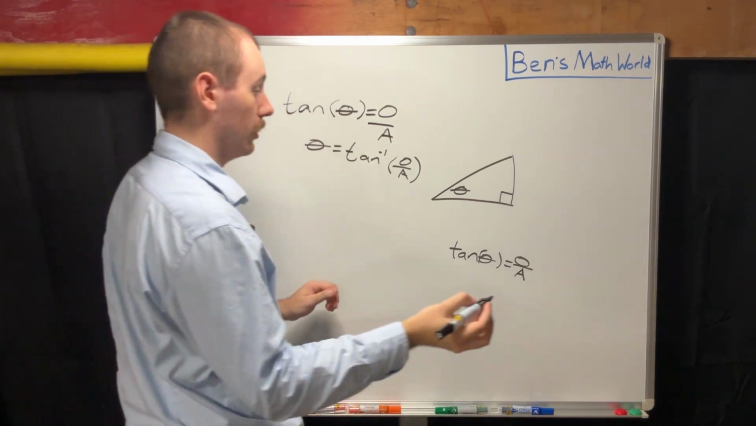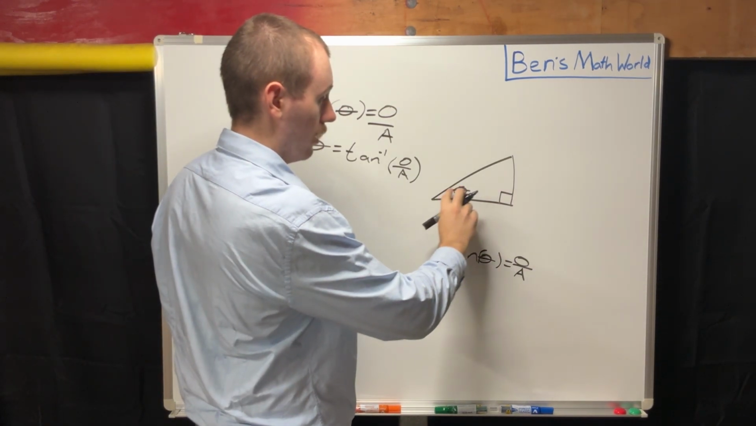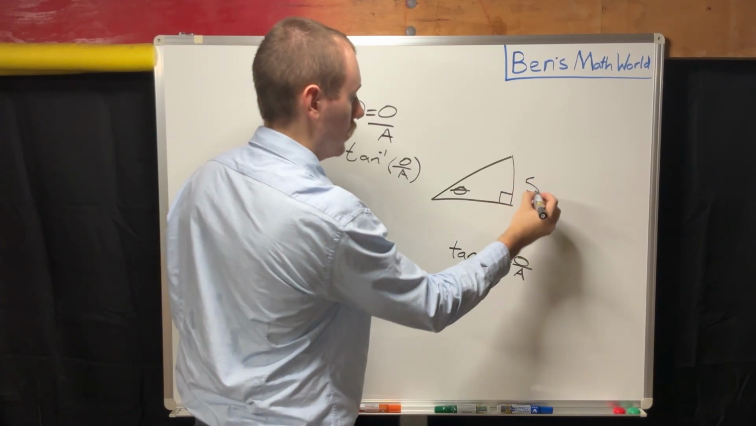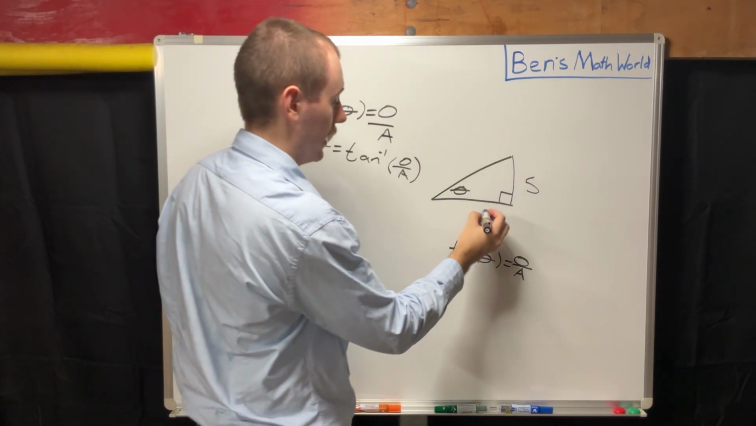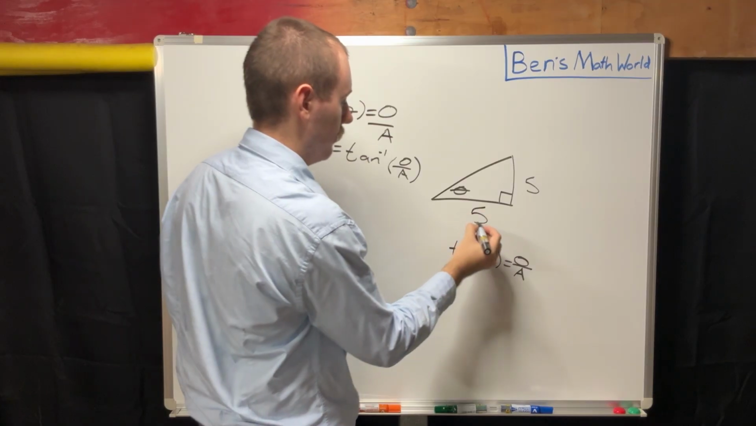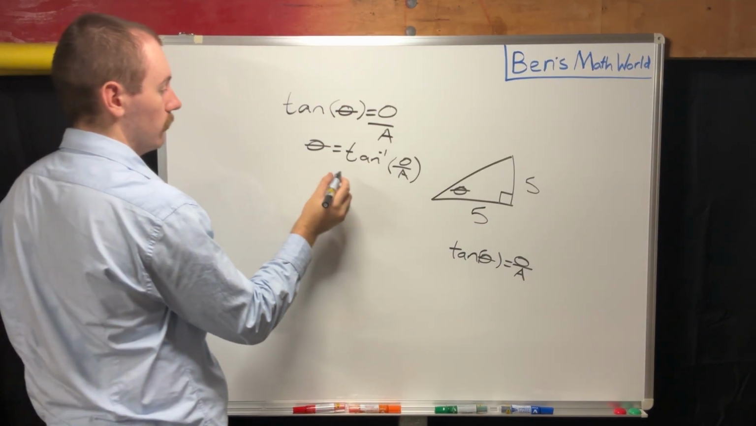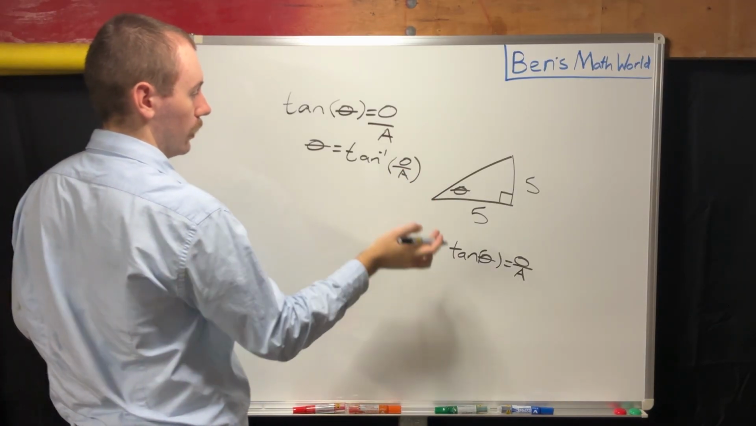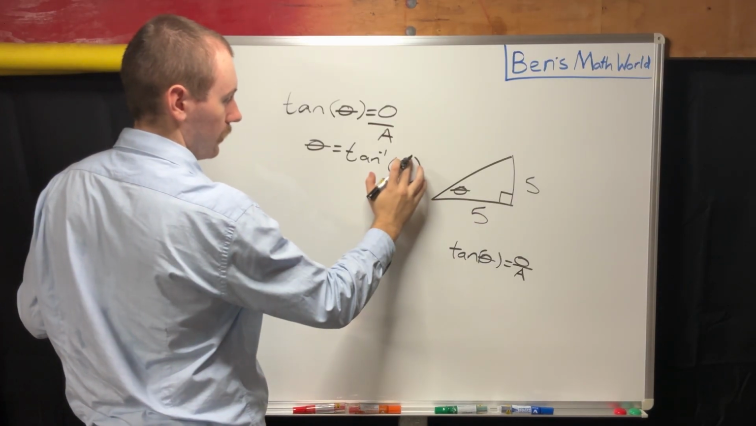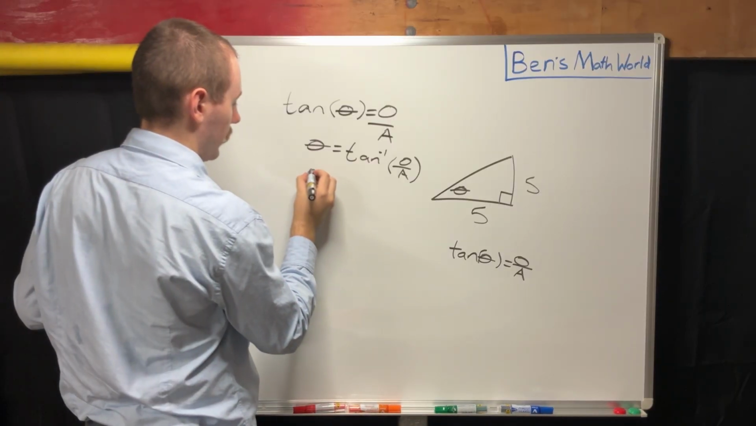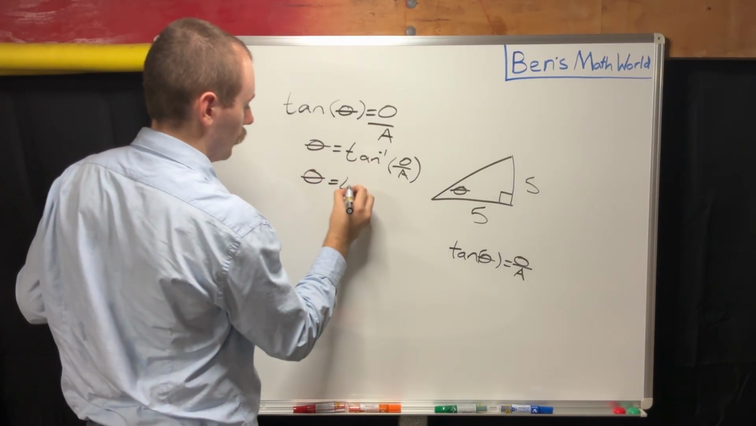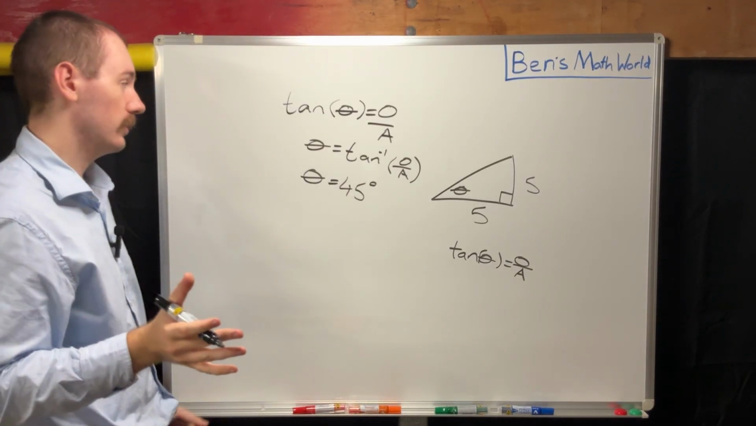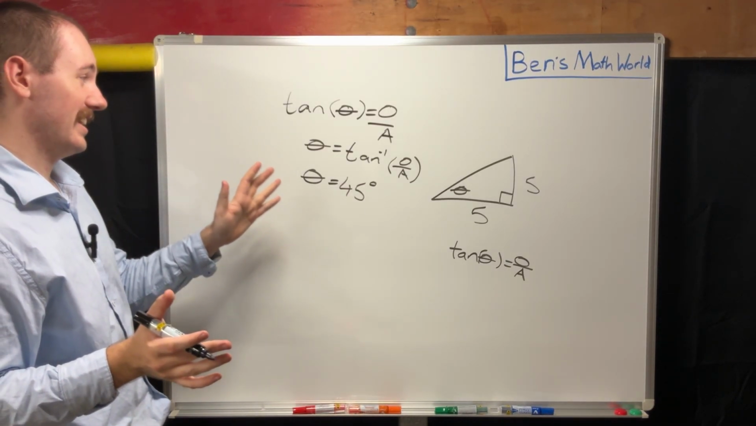Now for this question, the opposite, which is the one opposite from theta, will be equal to 5. And we're going to have the adjacent length be the same, 5. And now we would plug 5 above here and 5 down there. So the adjacent is 5 and the opposite is 5. And we get theta is equal to 45 degrees. Okay? So pretty simple. Now let's move on to finding the adjacent.